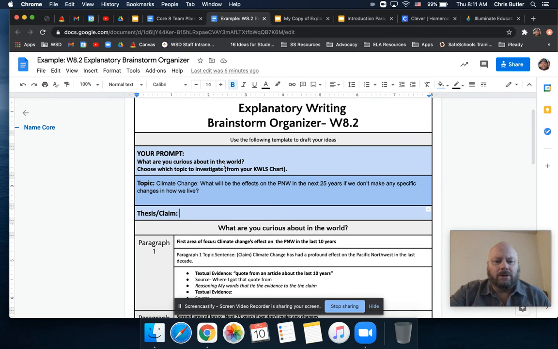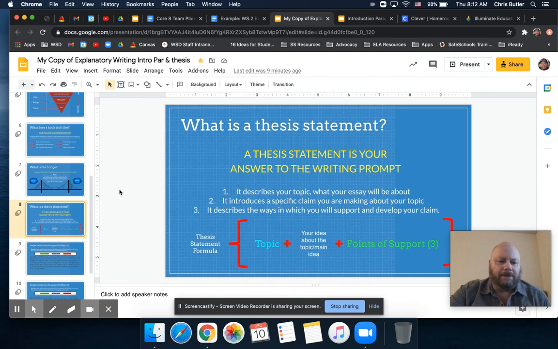So as an example, if my question is, what will be the effects on the PNW in the next 25 years if we don't make any specific changes in how we live, my thesis statement would answer that question. If we don't make specific changes now, the effects of climate change on the Pacific Northwest in the next 25 years will be dramatic and deadly. That could be my thesis statement. All right.